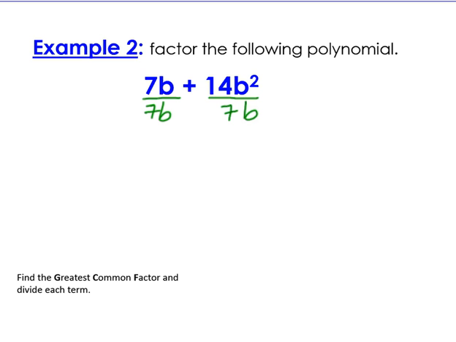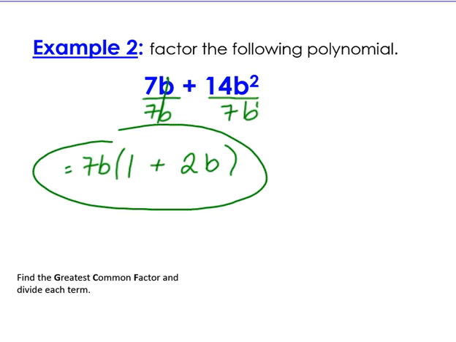Remember, your greatest common factor goes out in front of your parentheses. And then inside your parentheses is what you have left. Well, 7 divided by 7 is 1. And b divided by b cancels, so I'm just left with 1. The second term, 14 divided by 7 is 2. B squared divided by b to the first, remember, you subtract your exponents, and you get a 2b. Check and make sure there's nothing else I can take out of here, and there's not because I did choose the greatest common factor, and that is my final answer.